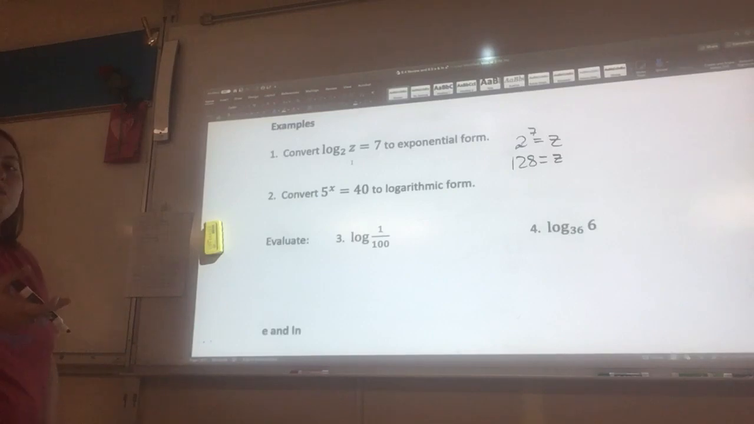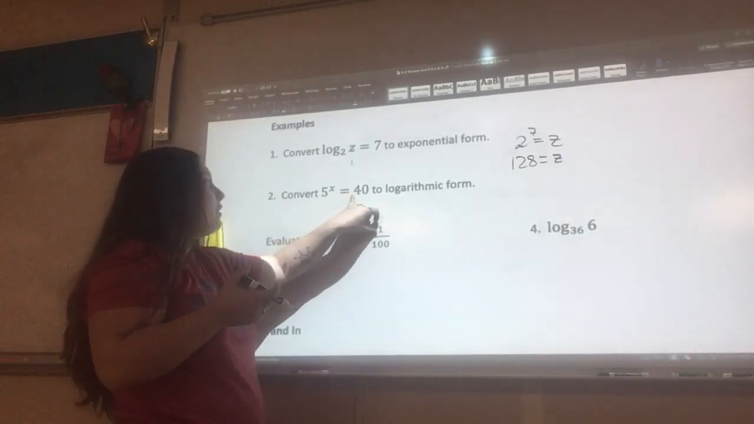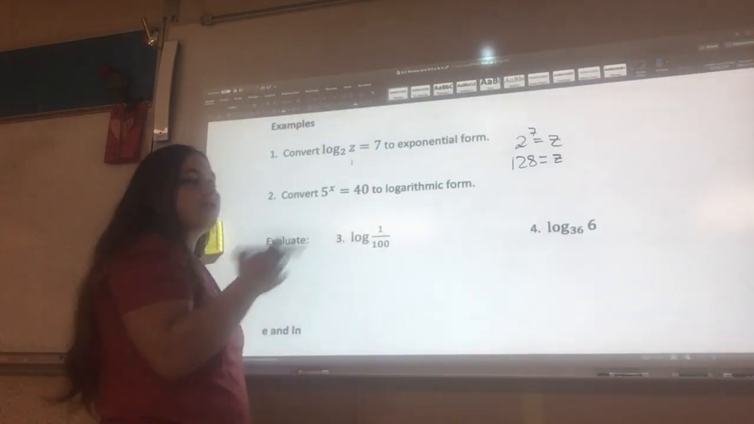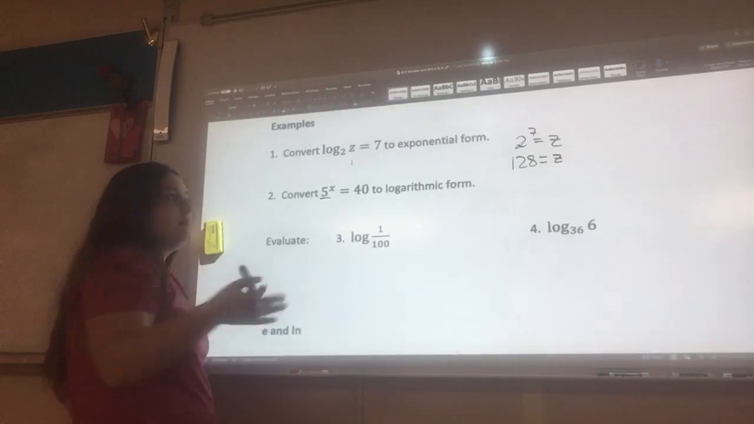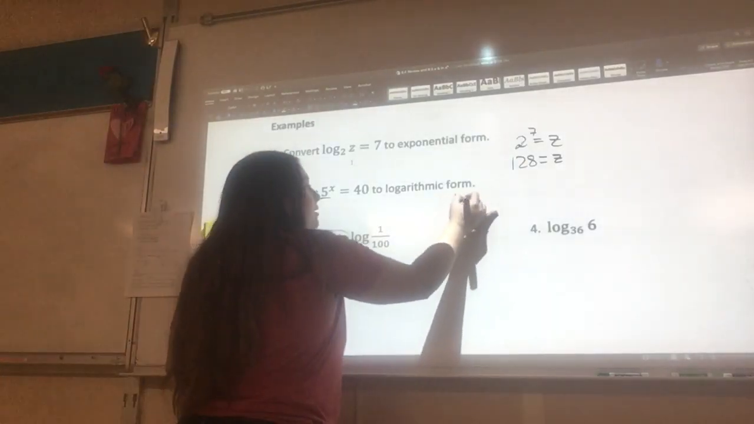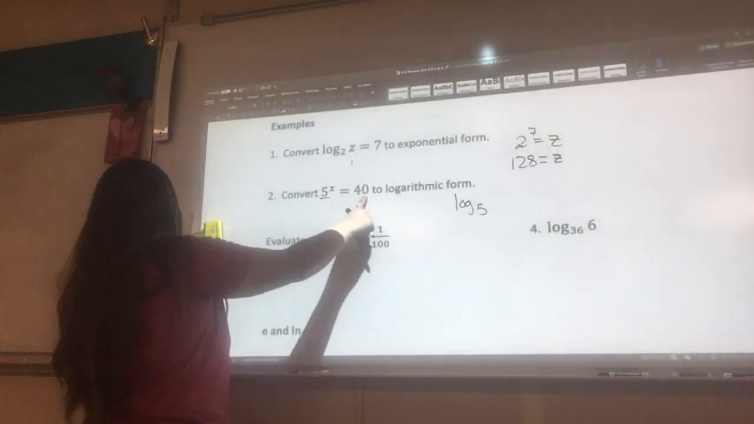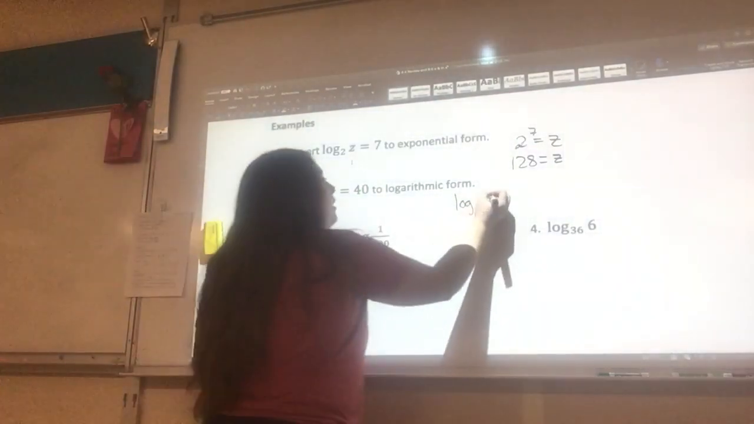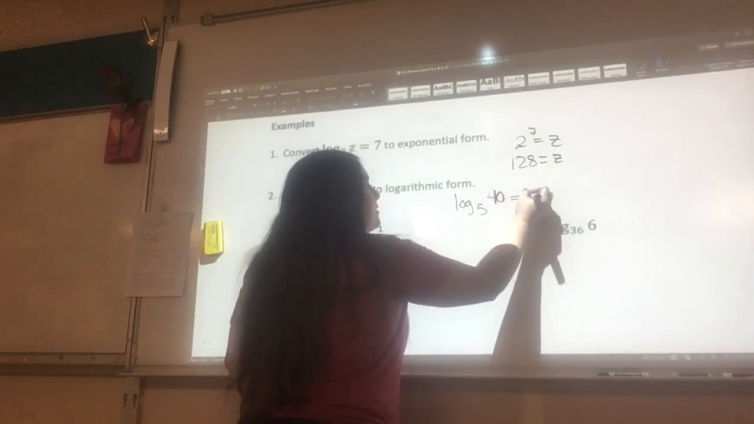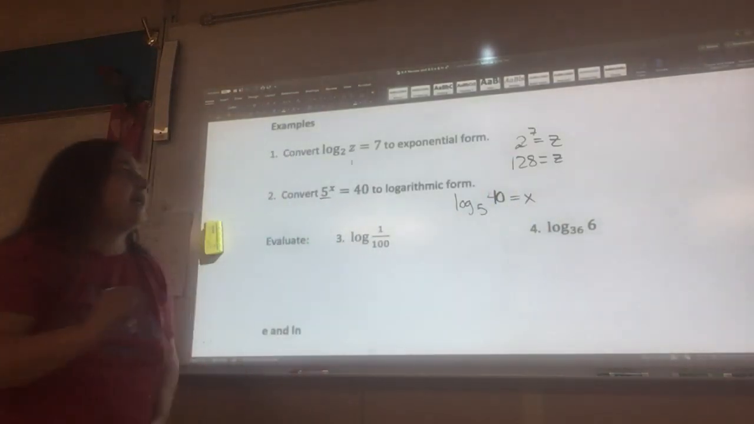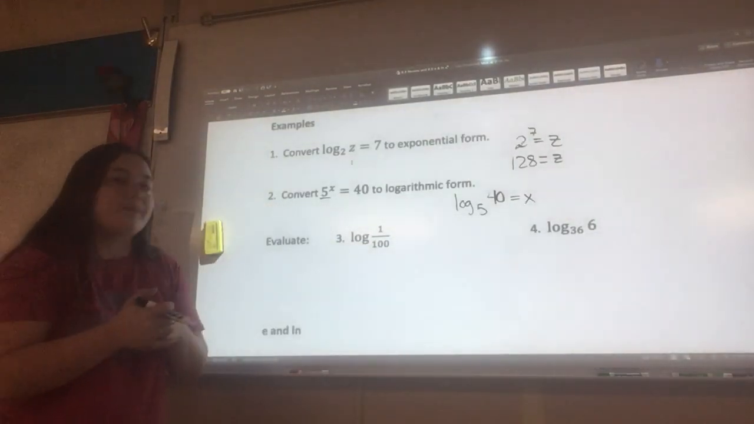Our second example is we're going to convert 5 to the exponent of x equal to 40 into logarithmic form. So we need to make sure it has a log. 5 is our base, so we write log base 5 of 40, and we know it equals x. Well, we don't know how to quite solve that yet, so we're just going to leave this alone. But you have converted exponential to logarithmic form.